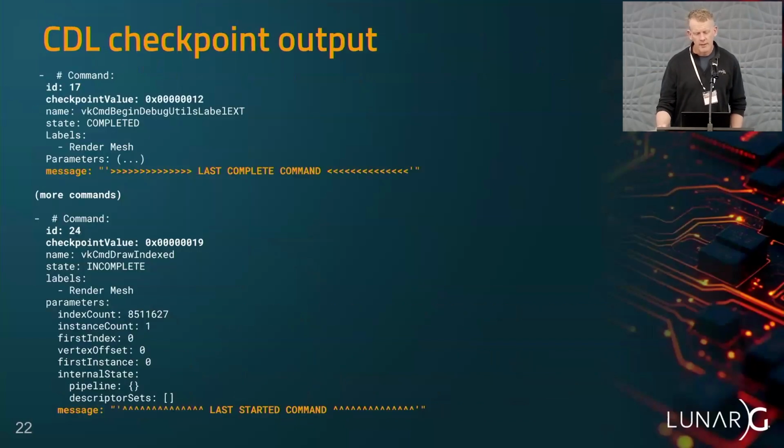And so the output of this is, it'll dump out the region of commands within the current command buffer that are associated with the crash, and it'll have these two markers that say the last command that we know is complete was that debug utils label, which is not actually going to execute on the GPU. So yeah, that's going to complete.